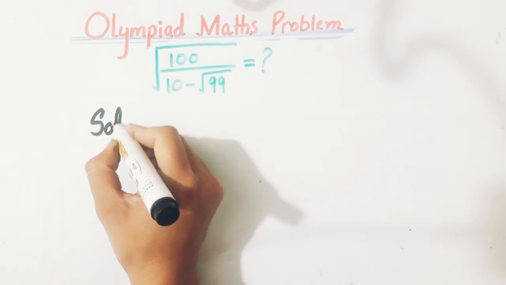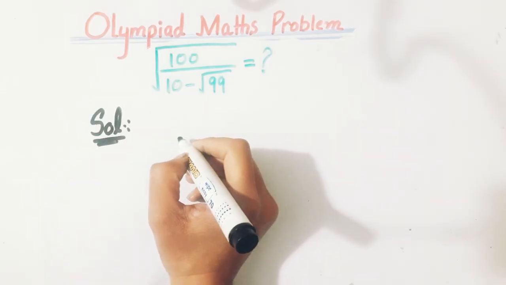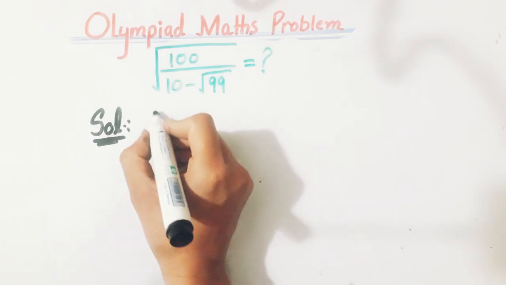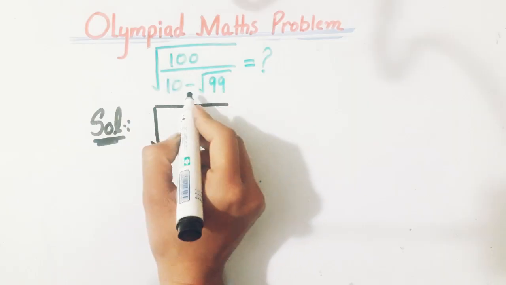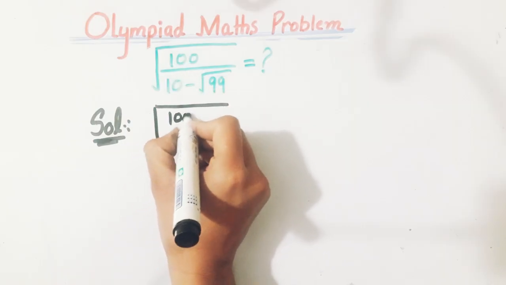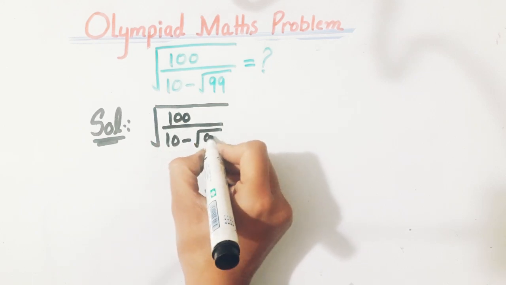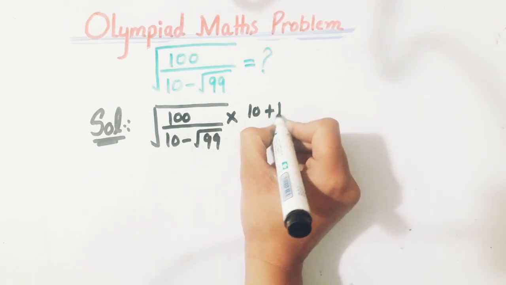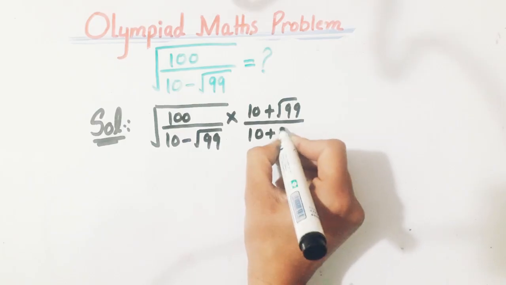In today's video, we will solve a very interesting Olympiad math problem that looks tricky, but when we solve this, it becomes very easy and simple. We have root of 100 divided by 10 minus root 99. So we will solve this by the process of rationalization. Multiply this by 10 plus root 99 and divide by 10 plus root 99.